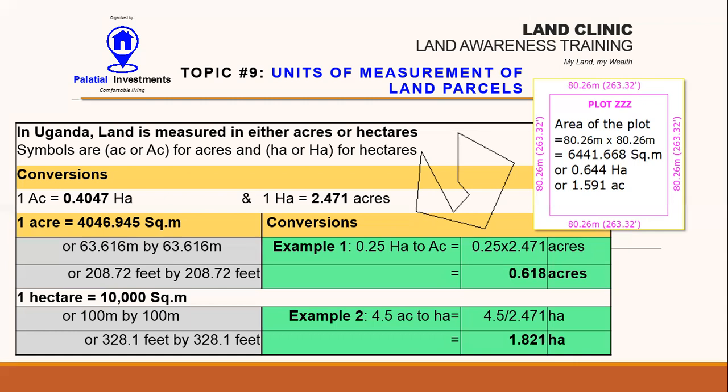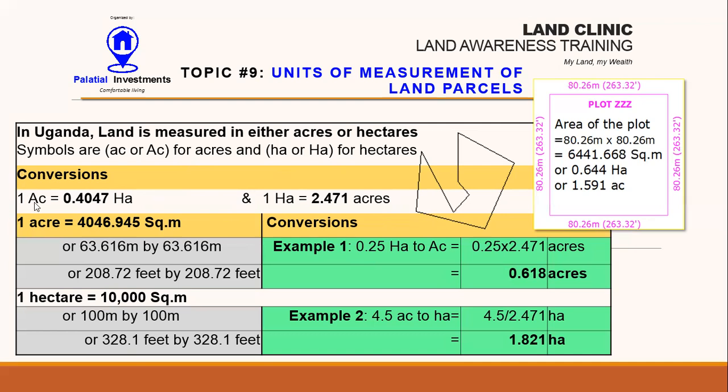Now, the symbol for acres is always written as AC. The A can be capital or even small, whereas the symbol for hectares is HA, where H can be small or capital, lowercase or uppercase. Now, what are the conversions from acres to hectares and vice versa?